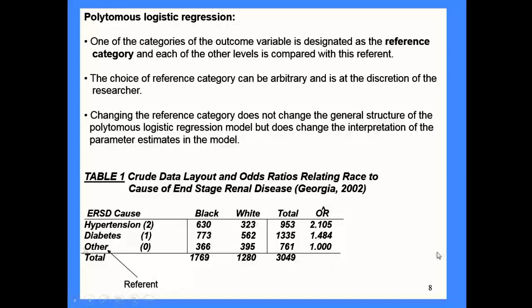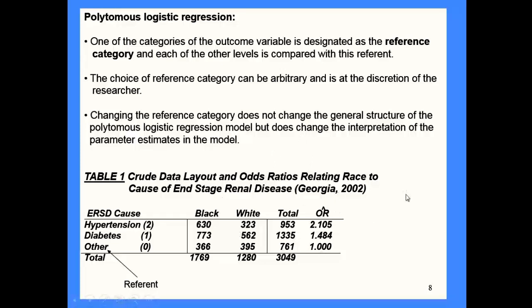So here's a table that describes this information. It's what I call the crude data layout for this situation. Why is it the crude data layout? Because it has the disease outcomes and the exposure status, but what doesn't it have? It's not controlling for anything, right? So this is the crude data layout, but it's not a 2x2 table. Now it's a 3x2 table, right? Because we have three categories of the outcome.